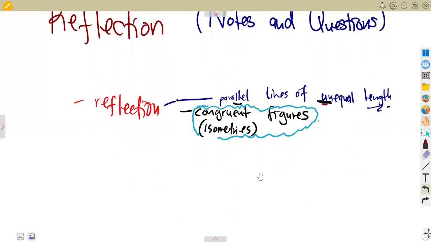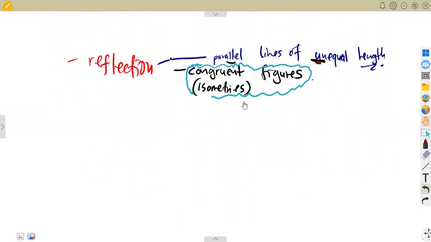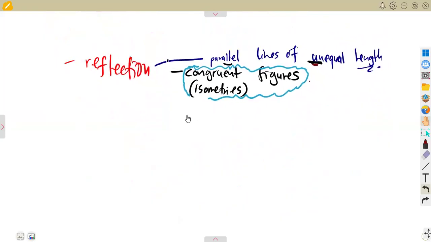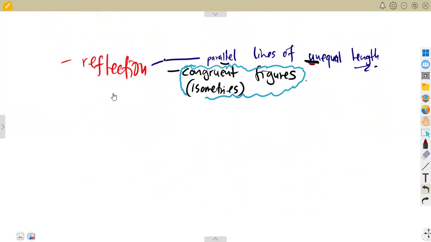Of all the three isometries that we have, no other one will have parallel lines of unequal length. It's only a reflection. A translation, yes, has parallel lines, but they are of equal length. So do not confuse these two.